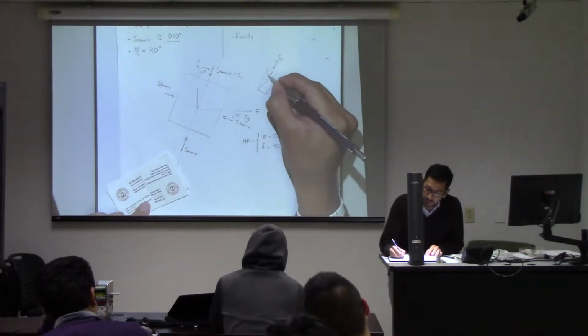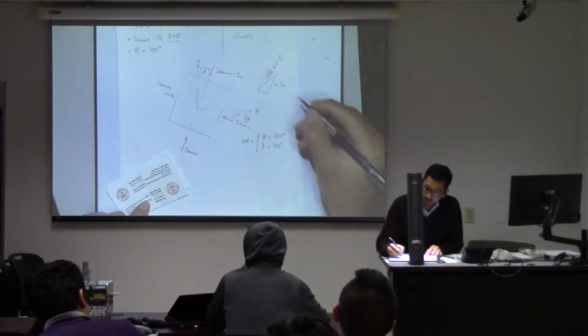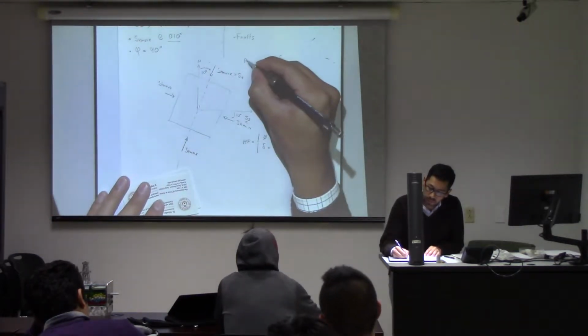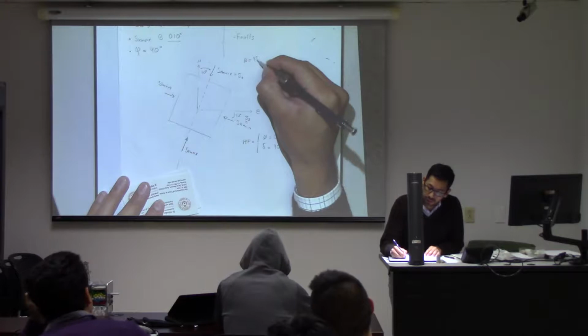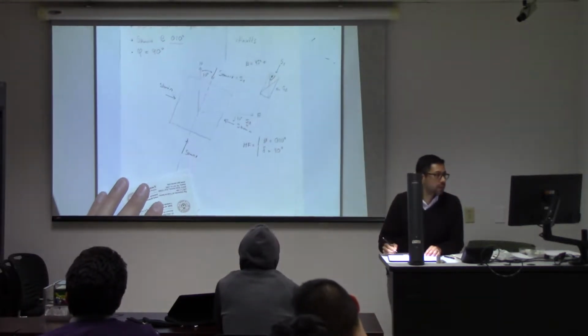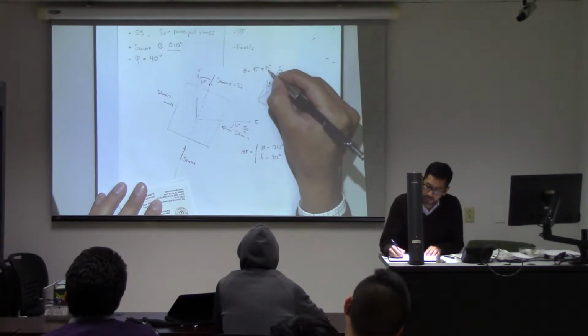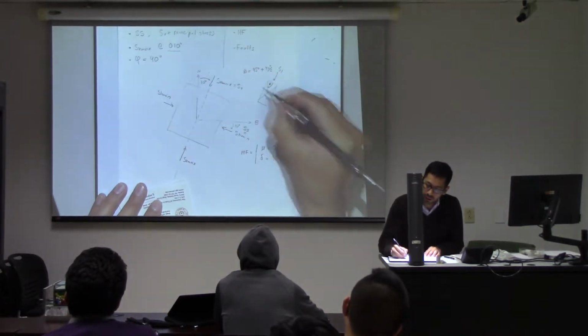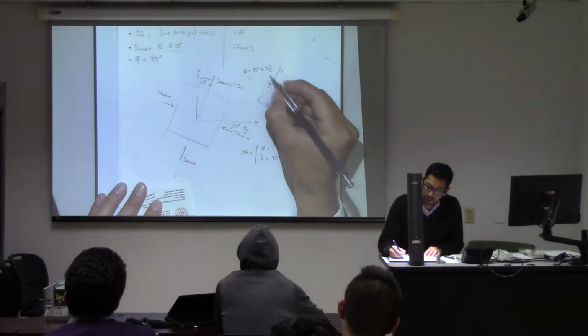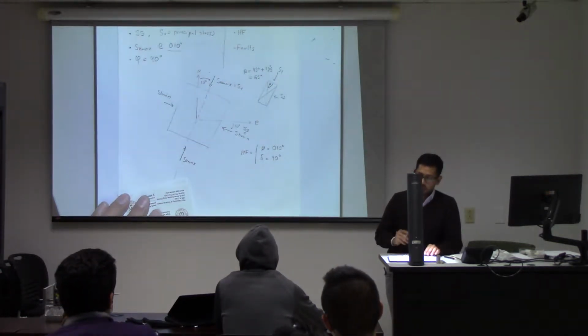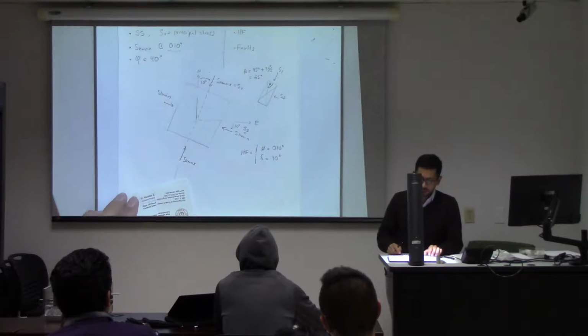So in this case, this angle over here, beta, is going to be 45 degrees plus 40 degrees divided by 2, which is 20 degrees, right? And that's going to be equal to 65 degrees. All right. So we're getting closer to the solution.